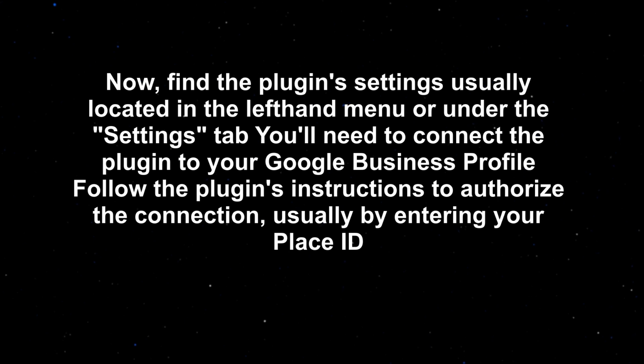Now, find the plugin settings, usually located in the left-hand menu or under the Settings tab. You'll need to connect the plugin to your Google Business profile. Follow the plugin's instructions to authorize the connection, usually by entering your place ID.